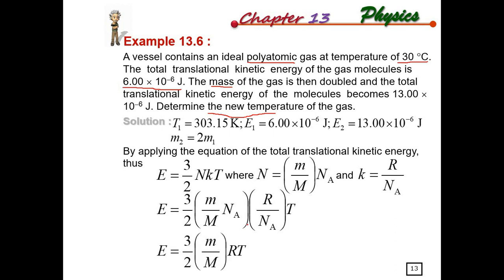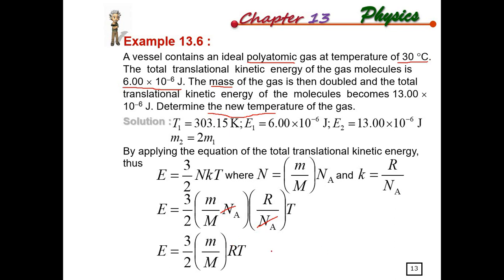Now, E equals 3/2 m, the mass of the gas molecules, over molar mass, times R, the molar gas constant, times T. And here N_A can be eliminated, right? Okay, that's why we get this kind of equation.